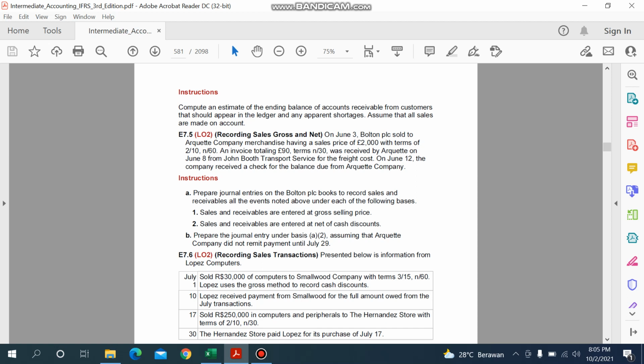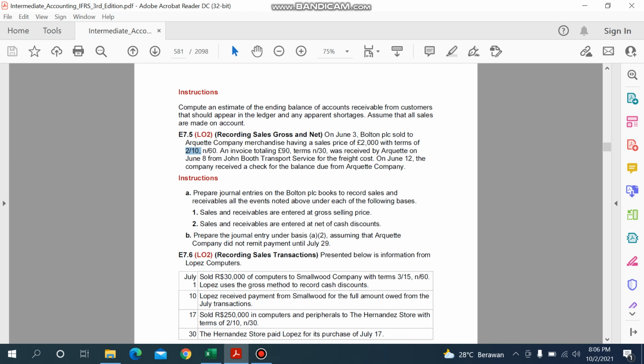However, now there are two methods actually. So if you use the gross selling price, it will be similar with what you have done in accounting 2, meaning that you will record the sales and receivables at 2000 as the gross selling price. If you use the method of net of cash discount, it means that your sales and receivables are recorded at the amount of the selling price minus the cash discount already. So it is assumed that the customer will pay in 10 days to get the cash discount. So that is the only difference between the two methods.